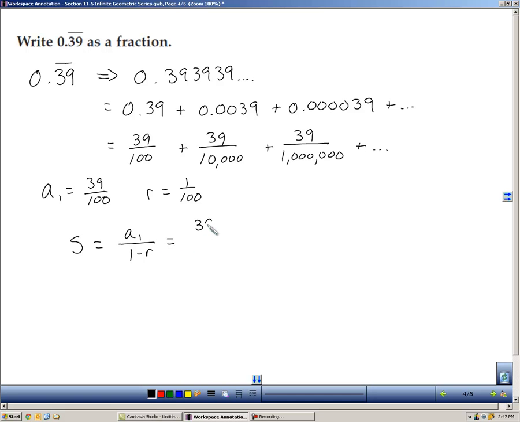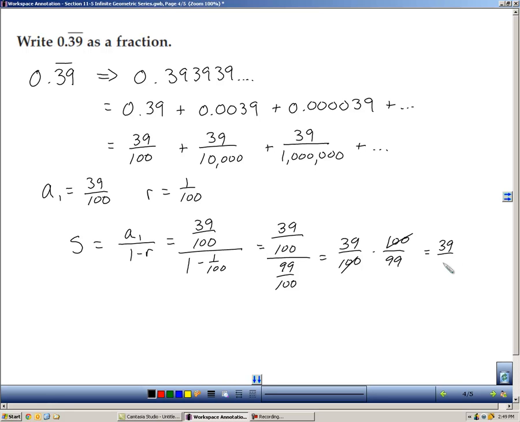So a sub 1, 39 over 100, and all of that's over 1 minus 1 over 100. So now I have 39 over 99 100ths, which is 39 over 100 times 100 over 99. Those will cancel, and we get 39 over 99. So that's what 0.39 repeating is as a fraction. Now technically you should reduce this as 13 over 33, and that would be our reduced answer.